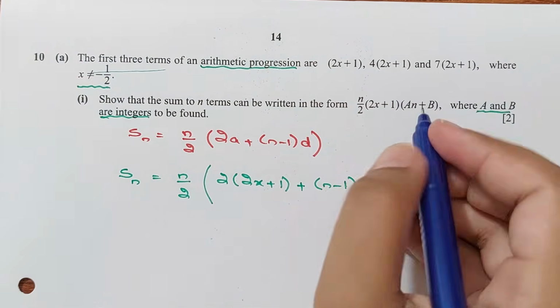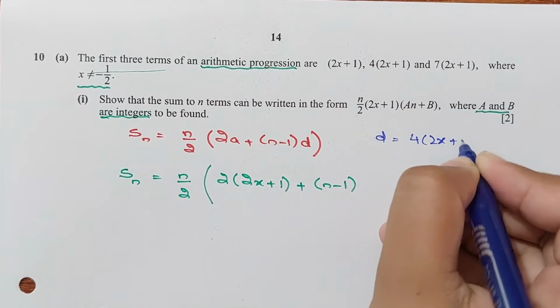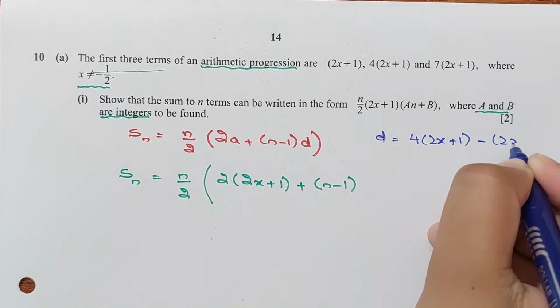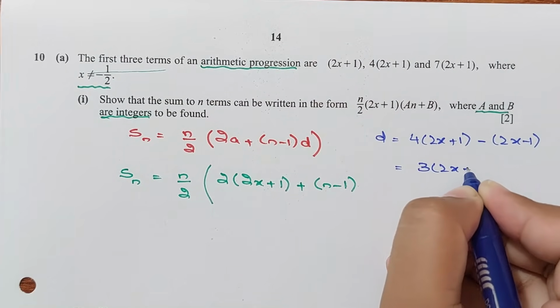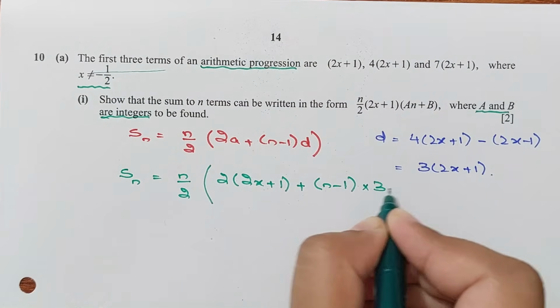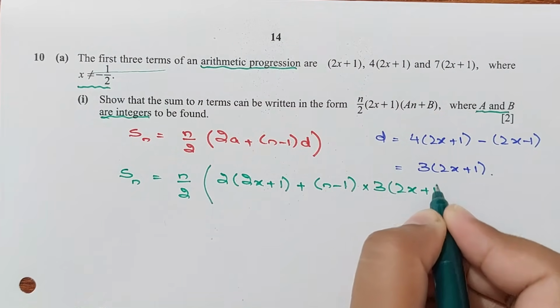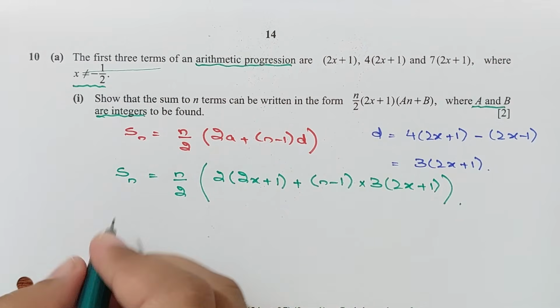Let me solve for d. d equals the second term, which is 4 into (2x plus 1), subtract 2x plus 1. So 4 minus 1 is 3, and 3 into (2x plus 1) is the common difference, right? So d equals 3 into (2x plus 1). Okay, so 2x plus 1 is common, you can take it out.